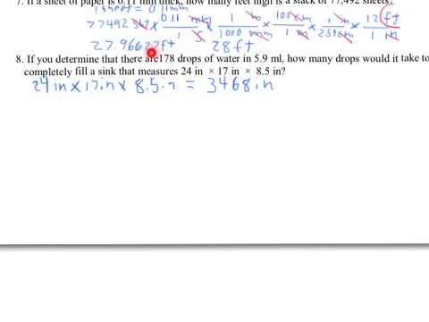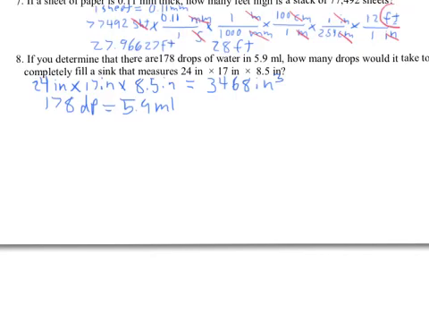Let's see what else I know. I know that 178 drops of water equals 5.9 milliliters. That's a conversion factor I've got. 178 drops equals 5.9 milliliters. So what I'm going to do now is start off with the volume of the sink and convert it into drops. I have to get it ready for this conversion factor, which means I've got to get it into milliliters. So I've got to convert cubic inches, which I didn't write the cubic part, let me do that, I've got to convert cubic inches into milliliters.